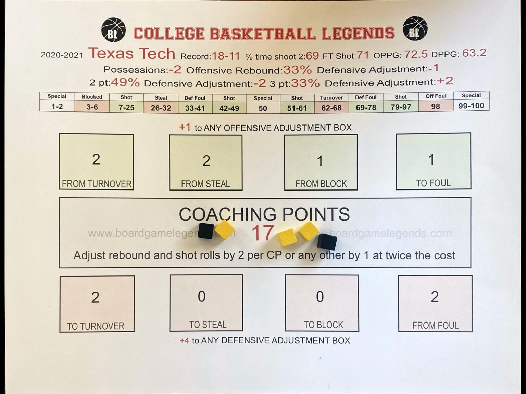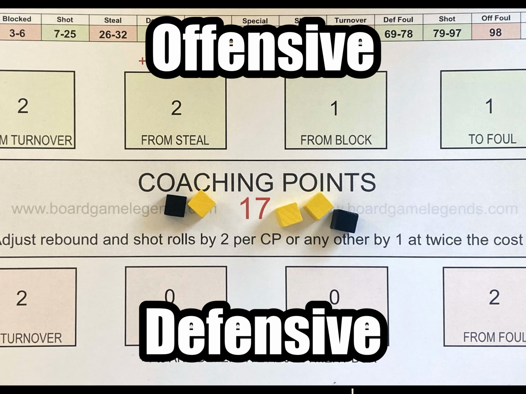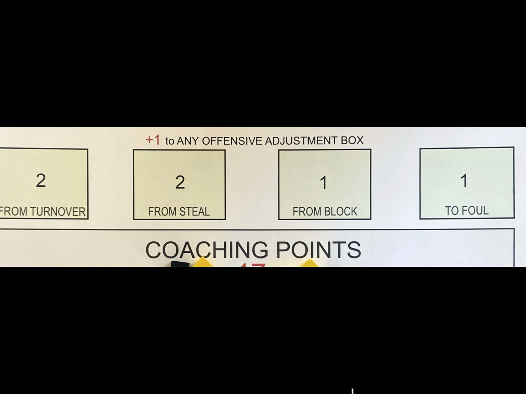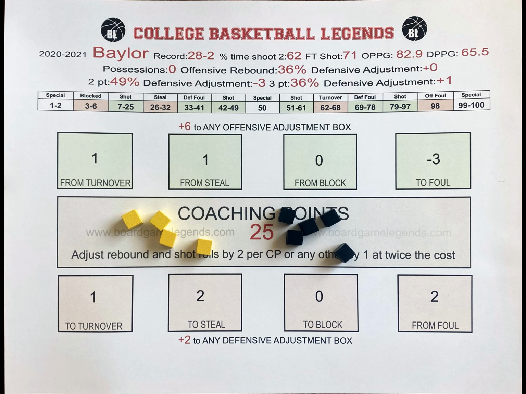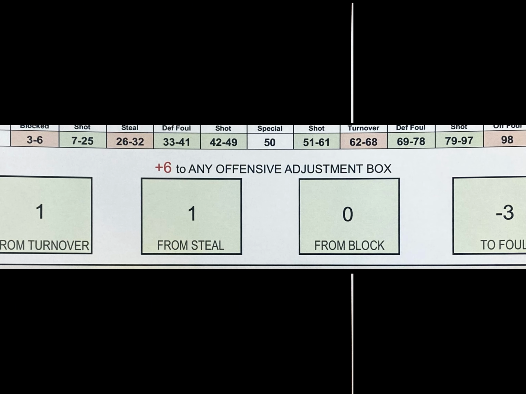Now you've got 8 adjustment boxes on each team. Basically, there's offensive adjustment boxes and defensive adjustment boxes. The offensive side will let you move from a turnover because the offense does not want turnovers. They don't want steals. They don't want to get blocked. And they do want to cause fouls so they can get to the free throw line. So looking at Baylor's, they got 1 in the turnover box, 1 in the steal, 0 in the block, -3 in the foul.